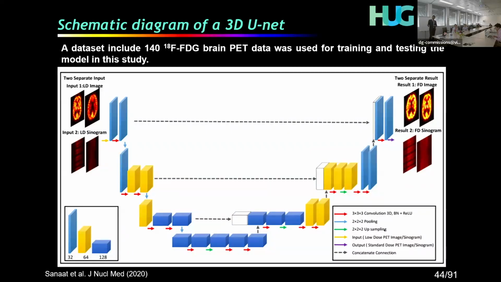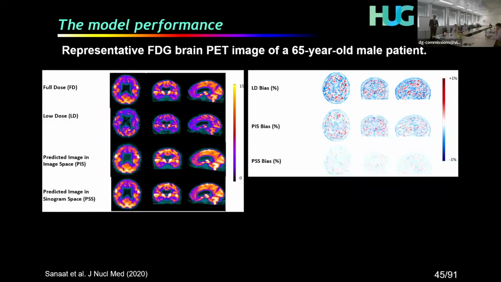And we also trained our model on the 140 FDG brain PET dataset. You can see the first row shows the full-dose images. The second one shows the low-dose, which is very noisy, and the quality is not good at all. And when we are using our deep learning-based model, it can improve it significantly. But when we are looking at the bias map, we can see the training on sinogram space outperforms the image space.